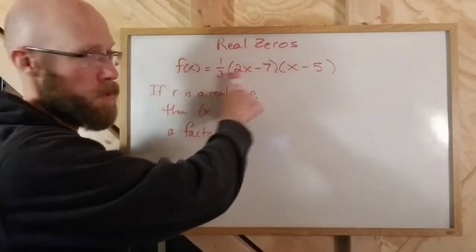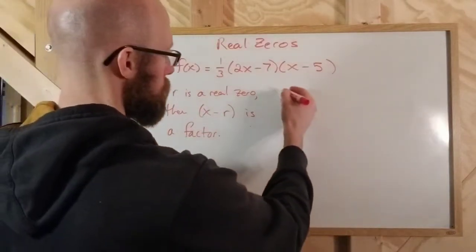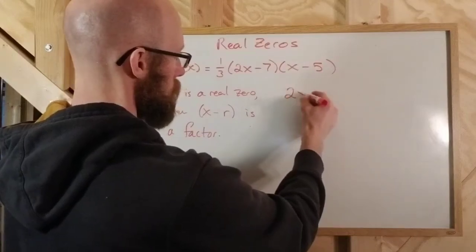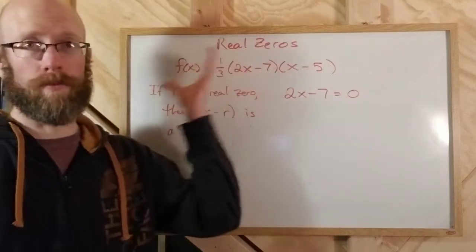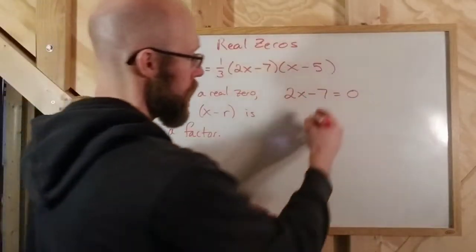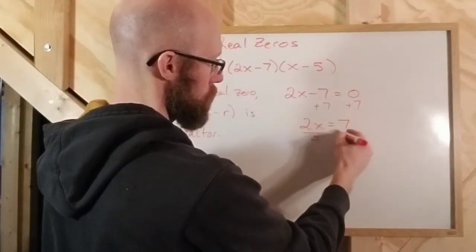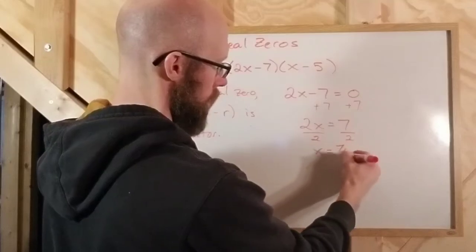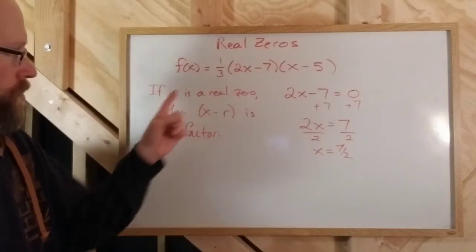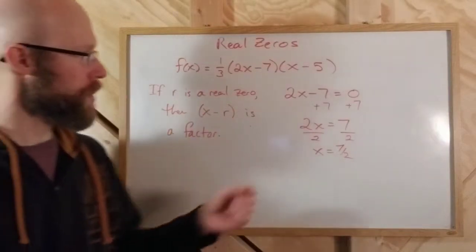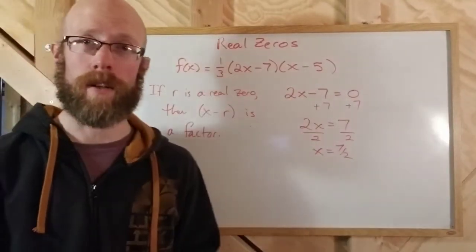It's kind of like an mx plus b sort of format, like a slope-intercept form, right? So to find the zero, you take that factor and set it equal to 0, because of course if that factor is 0, then the whole function is 0, and you solve for x. So you get 2x equals 7, divide out the 2, and we get x equals 7/2. Now according to what I have written here, if r is a real zero, then x minus r is a factor. Well, I don't have x minus 7/2 as a factor. I have 2x minus 7 as a factor.